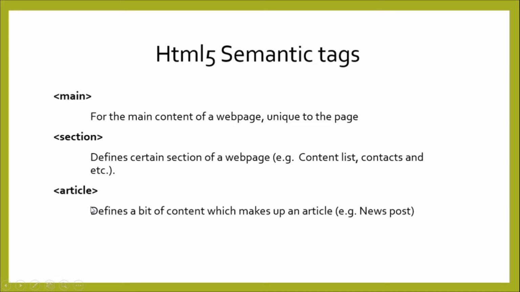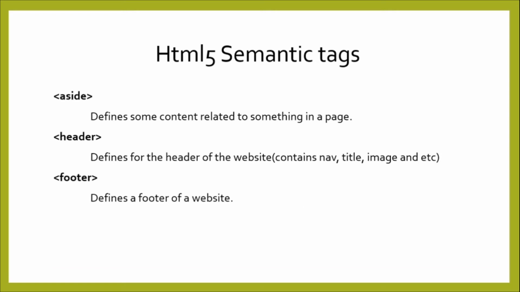Another example is the article. It defines a piece of content which makes up an article, for example, if you are developing a blog or news post. Next is the aside. If you're developing a website, you could use aside for your advertisements. And we have the header and footer. The header defines the header of the website and contains the navigation, the title, the image, and many more. How about the footer? Of course, the footer defines the footer of the website, so it includes the subscription and additional details of the website.